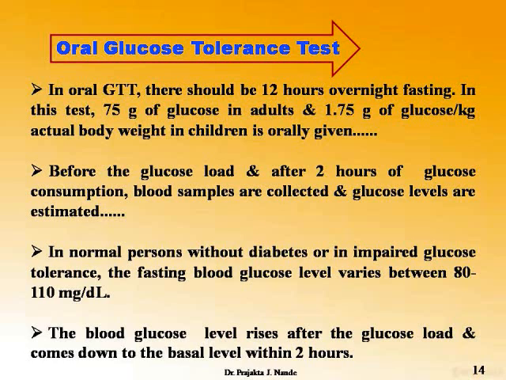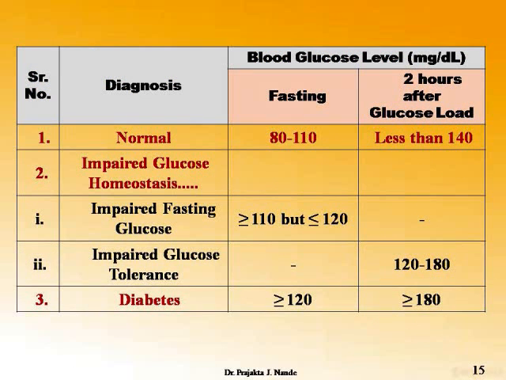In normal persons without diabetes or in impaired glucose tolerance, the fasting blood glucose level varies between 80 to 110 mg per dl. The blood glucose level rises after the glucose load and comes down to the basal level within 2 hours. This table shows diagnostic criteria based on blood glucose levels. For normal non-diabetic cases, fasting blood glucose level is between 80 to 110 mg per dl, and after 2 hours of glucose load, it should be less than 140.